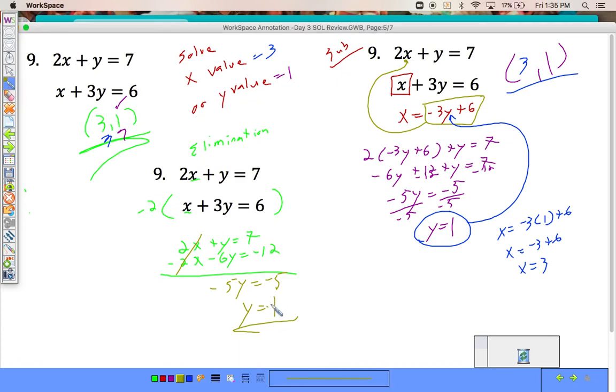Wait a minute. Yep, exactly what I got both other times. I take this 1, I plug it here or here, solve for x, and I'm going to get x to be 3, which is what I need it to be.